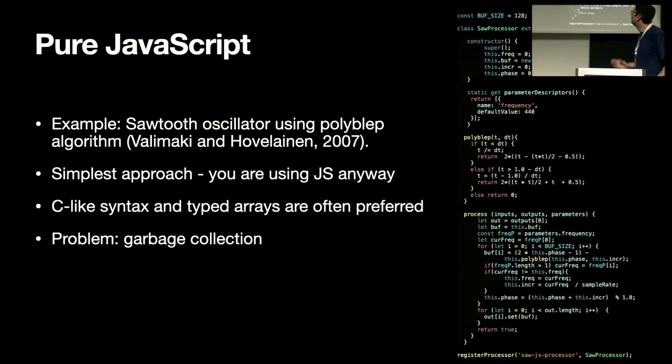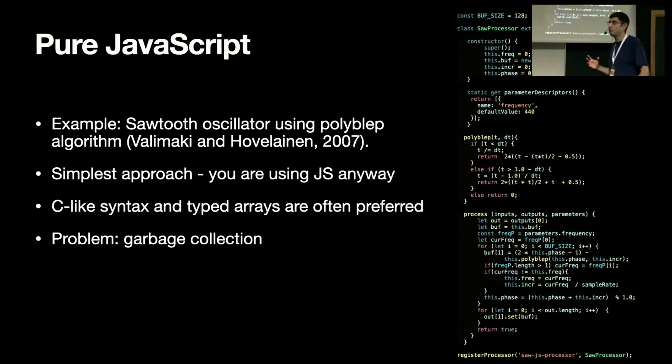And this would be the pure JavaScript approach. Here, what I did was implement an algorithm that you don't have in the Web Audio API: a band-limited sawtooth oscillator using the PolyBLEP algorithm. Of course, this is the simplest approach. You are already using JavaScript, so you don't have to do much, only deal with the audio worklet. And the code, as you can see, can be quite short.